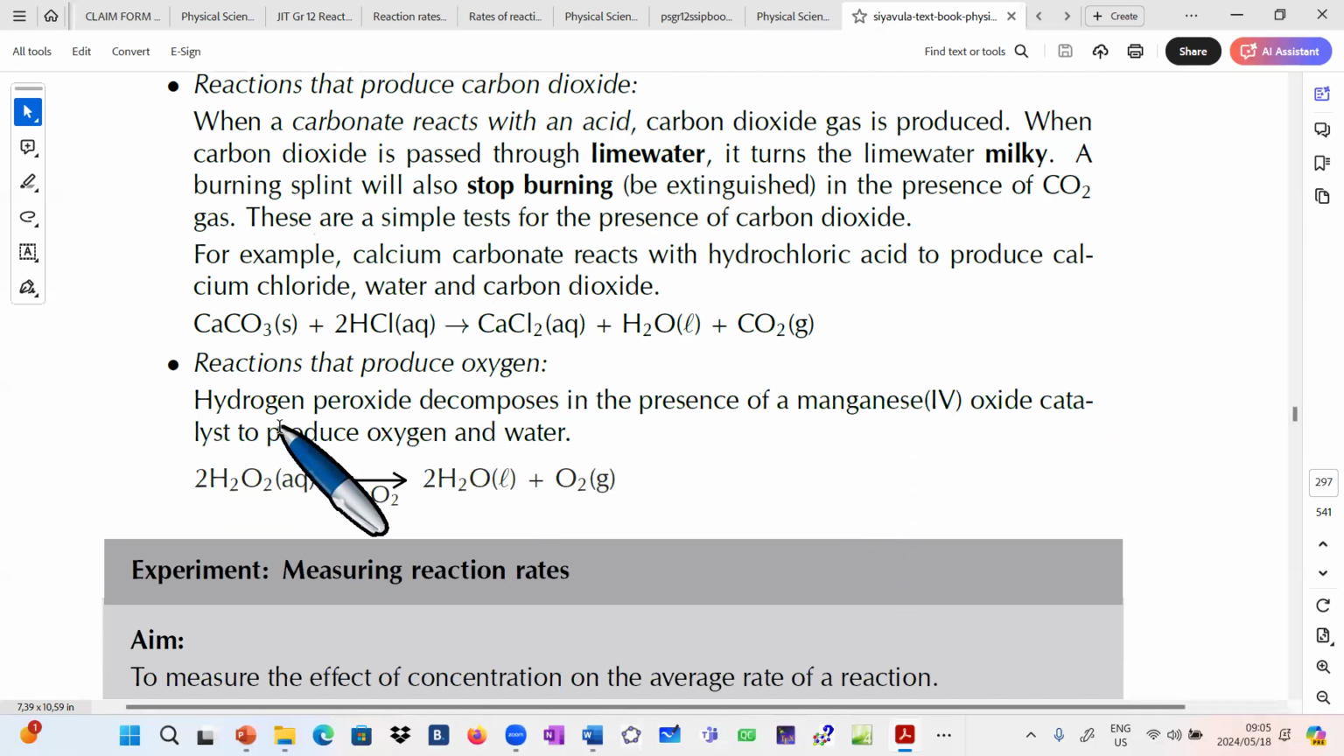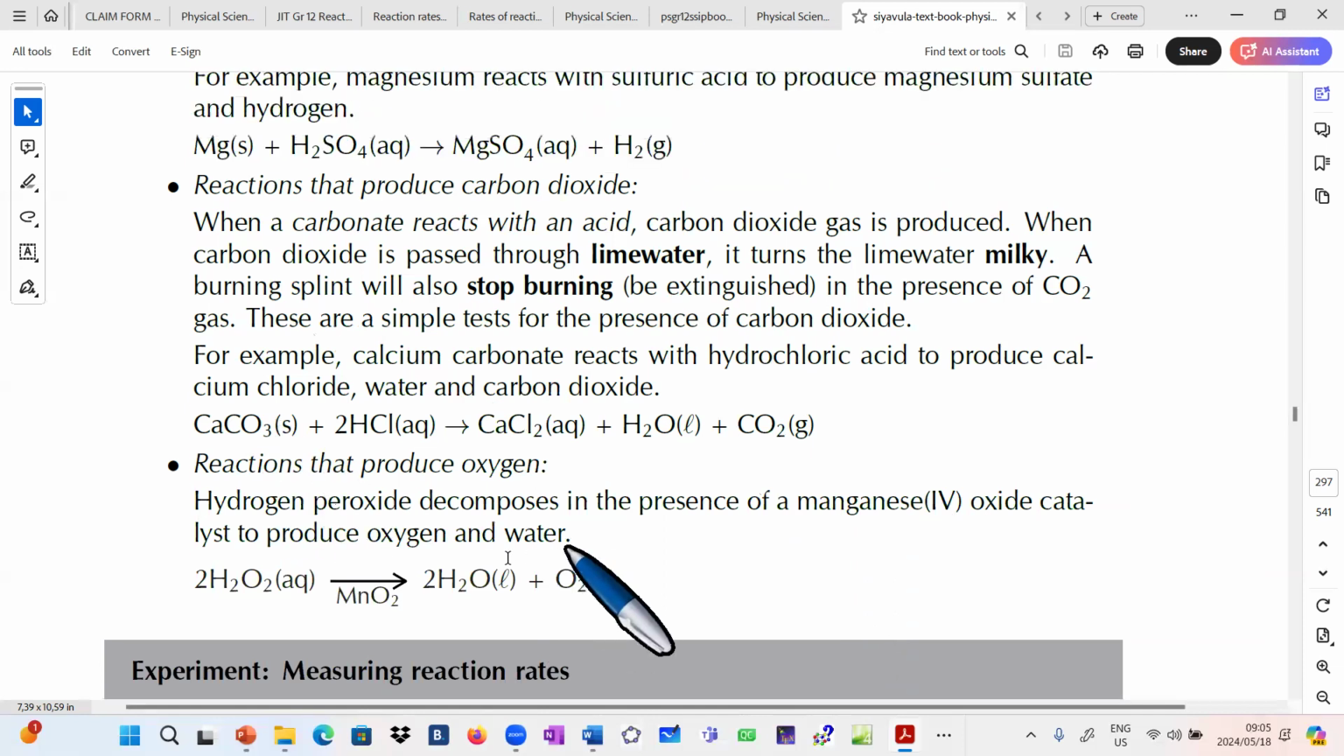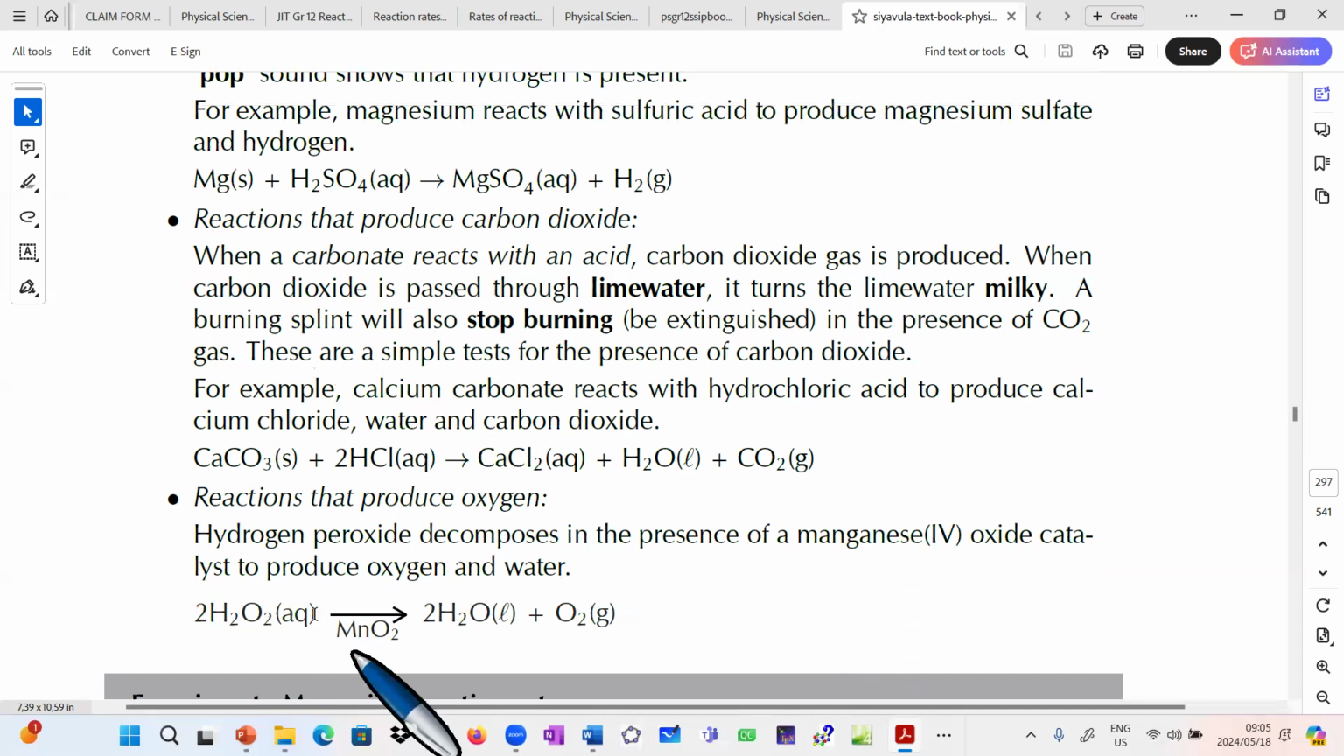There are certain types of reactions that produce oxygen. For example, hydrogen peroxide decomposes in the presence of a manganese(IV) oxide catalyst to produce oxygen and water.